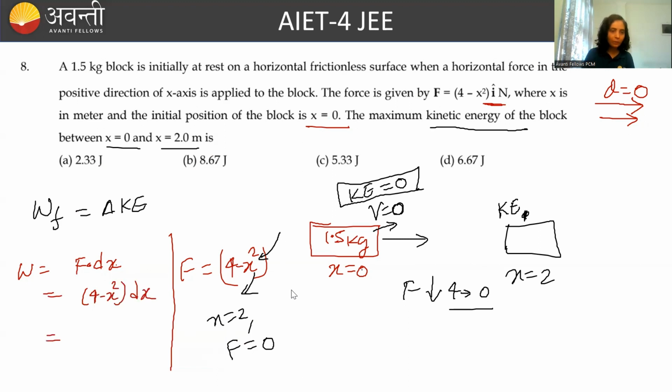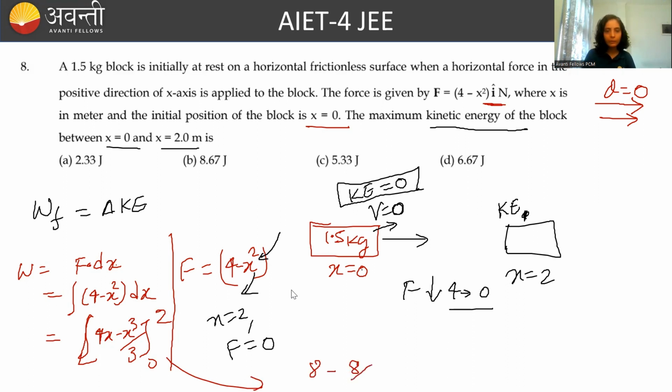So if you calculate this, integrate it, what value will you get? 4x minus x cube by 3, where x is varying from 0 to 2. If you put in the values, what will you get? This is 8 minus 8 by 3. So this is 24 minus 8 by 3, so this is 16 by 3. And this is 5.33.